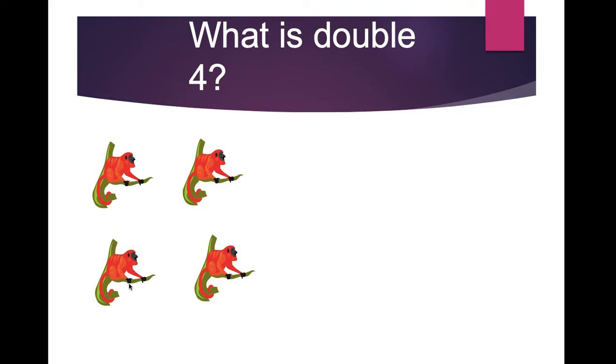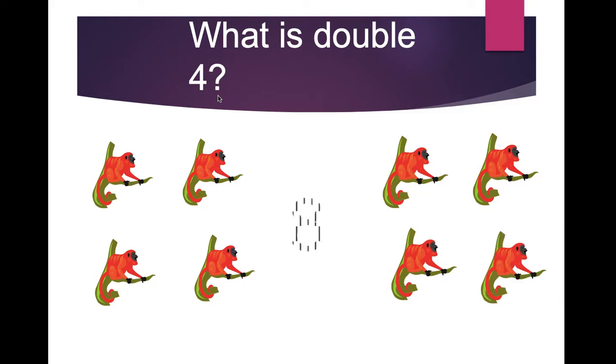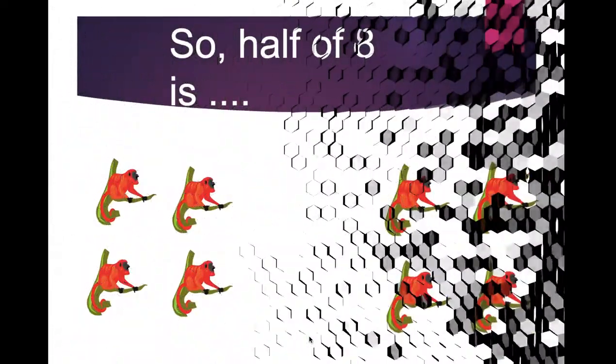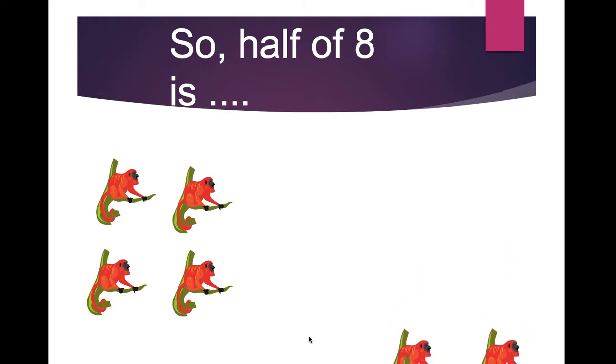Now we have 4 monkeys here. What is the double of 4? It means we are going to add the same number again. Well done. So 4 and 4 is 8. 4 plus 4 is 8. Now let's see what is the half of 8. We are going to divide this equally. Well done. It's 4.